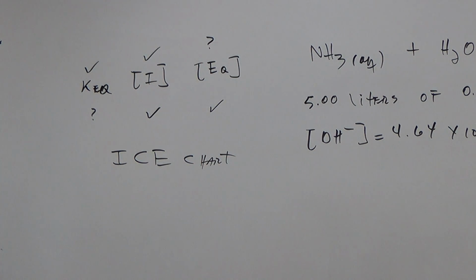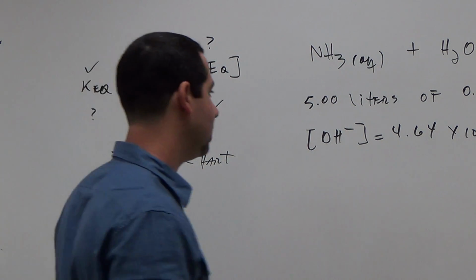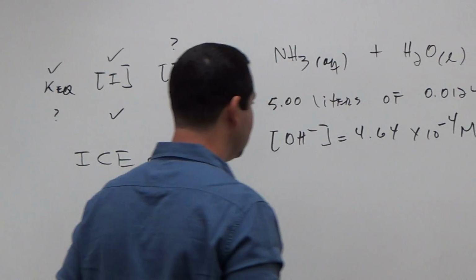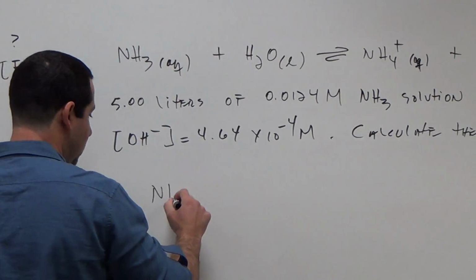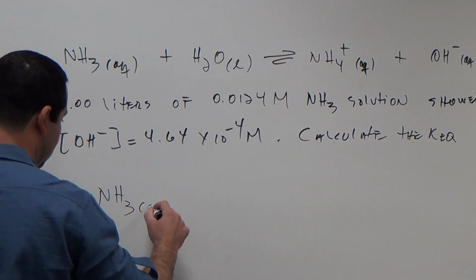I heard of this before. Yes? ICE. You ever heard of it before? What does it mean? Initial, change, equilibrium? ICE is what you make in the refrigerator, yes? By freezing water. Okay? So, here's how we are going to build this ICE chart.